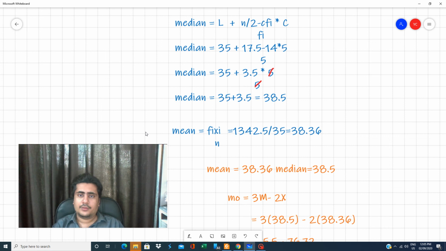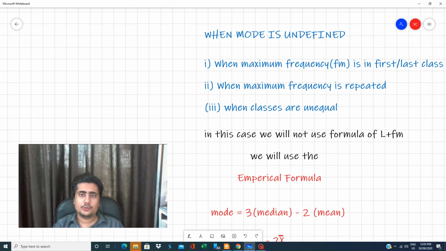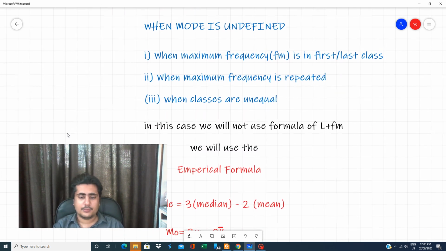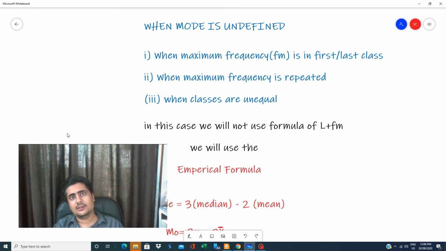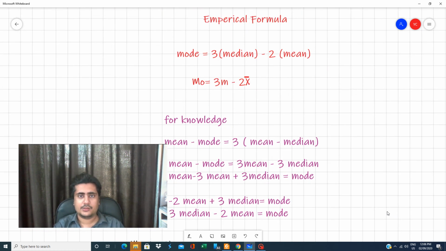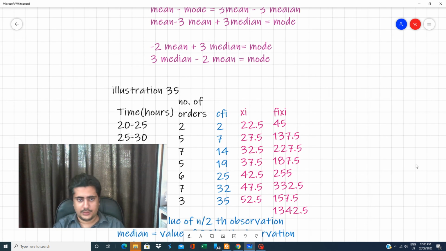So what have we done today? We have done the empirical formula. I told you when to use this empirical formula: when mode is undefined, when maximum frequency is in the last class, when maximum frequency is repeated, and when classes are unequal. In these cases, we will be using the empirical formula. What is the empirical formula? Mode is equal to 3m minus 2x bar. So you need to find the median and mean. Okay, we have done illustration 35 today.